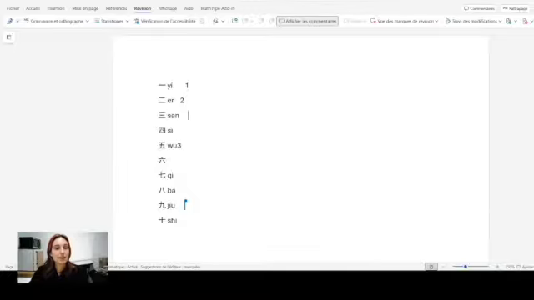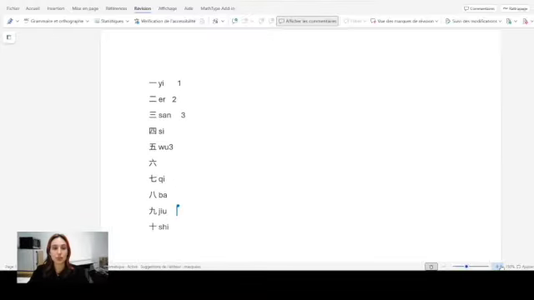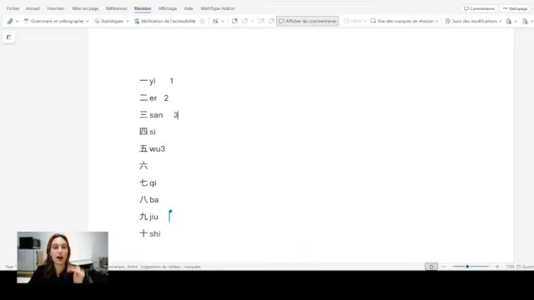Sān is 3, and we have one more time 3 lines, but pay attention, the one in the middle is slightly shorter than the 2 outer lines. Sān with the first tone. Sì, the 4th descending tone. Sì. Wǔ is the 3rd tone, number 5. Wǔ.